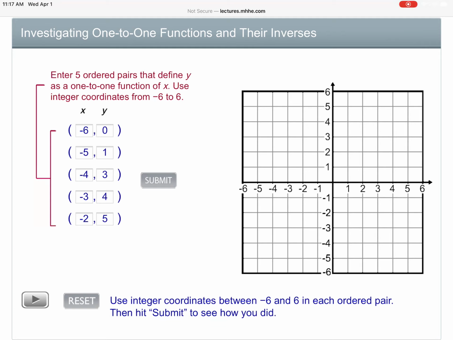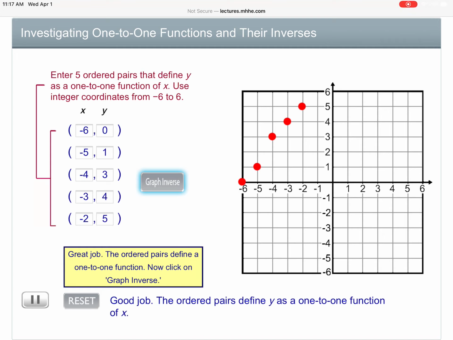Now, does it look like it's going to pass the horizontal line test? Well, first of all, to be considered a one-to-one function, it needs to first pass the vertical line test. And it does, right? Because all the x values are different. Not only that, all the y values are also different. So it's going to pass the line test. Let me go ahead and submit this.